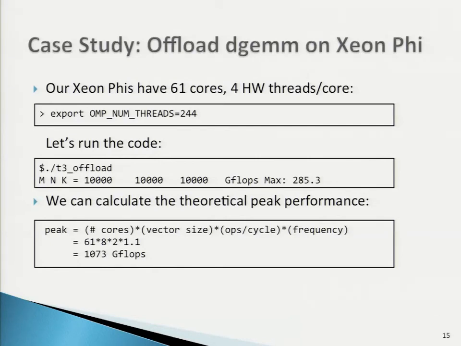So then we say, well, what's the peak theoretical performance? And we do this little bit of maths. How many cores have we got? How long are the vectors? How many operations can we do per cycle? And the frequency of the chips. So we've got 1.1 gigahertz chips. We can do 2 operations a cycle. The vectors are 8 doubles long, and we've got 61 cores. And we end up with what we figure would be, if we were to utilize the machine perfectly efficiently, what we should be getting. So we're at about a quarter.